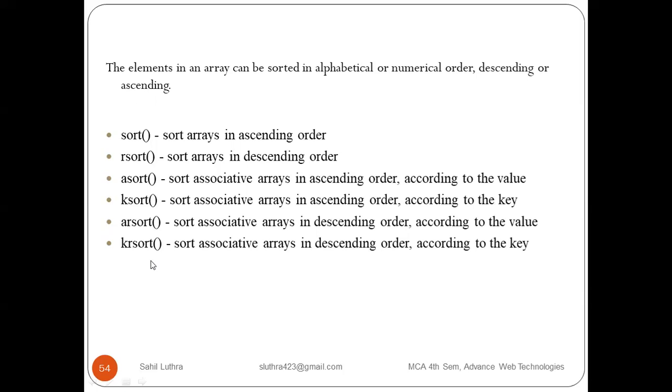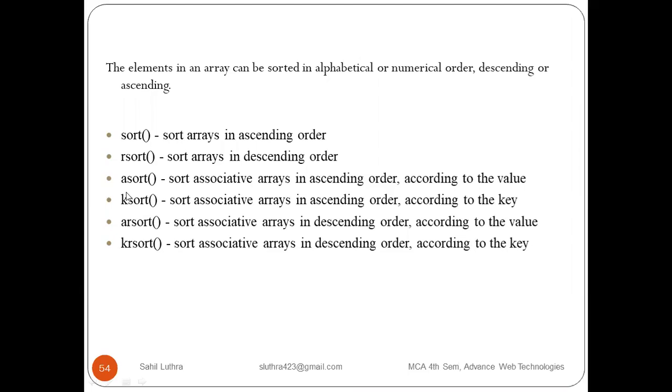ksort is simply used to sort the array from ascending to descending order according to the key. You have to remember it from the name of the function, ksort. K stands for key and A stands for value. So this is the shortcut you want to remember. A shows that you are sorting the array with the help of value, and whenever you are using ksort, it means you are going to sort the array according to the key. In asort, you sort the array according to the value, and in ksort, you sort the array in ascending order according to the key.